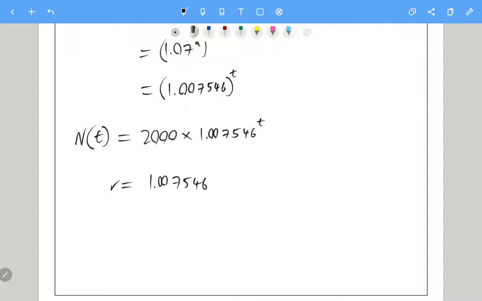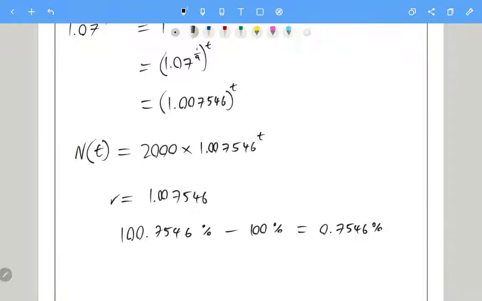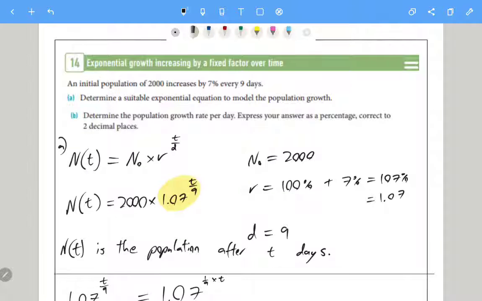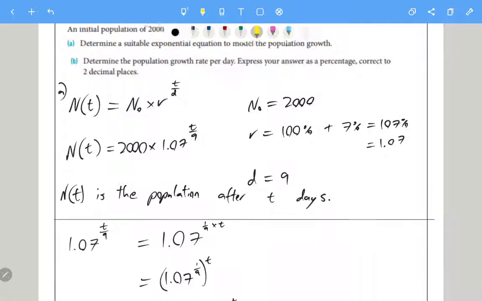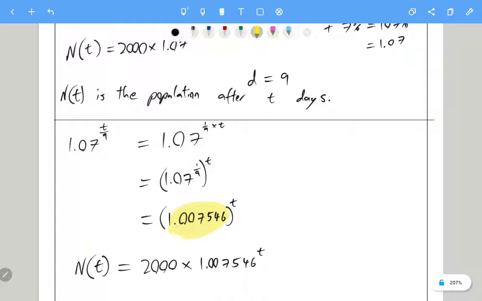And so now it wants us to write it as a percentage. So this would be 100.7546%, take off the 100%, and we're left with a daily increase of 0.7546%. Alrighty. So this is just playing around with the idea of growth factors, and that even if a model is given to us over a specific time period, we can either write that using a formula that looks like this, or we can work out what the individual day growth is.